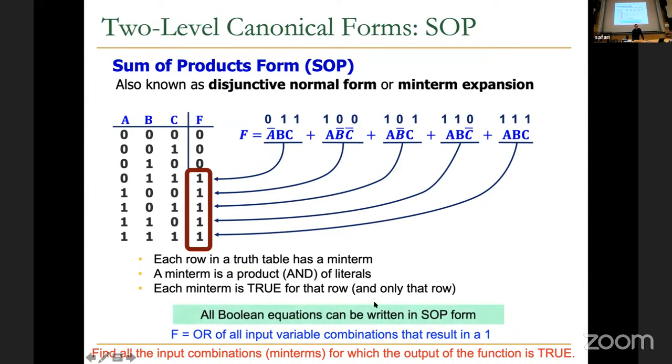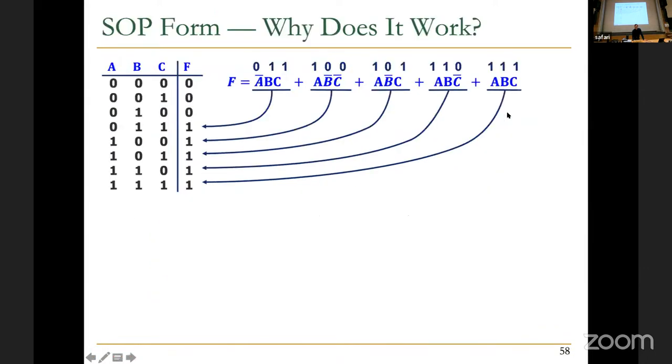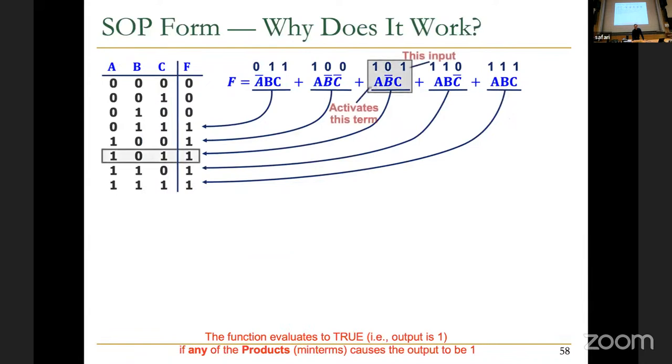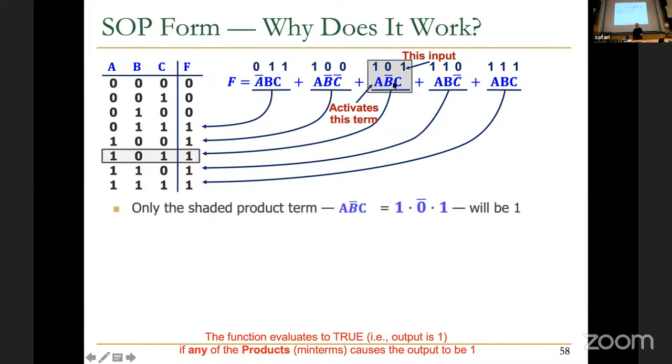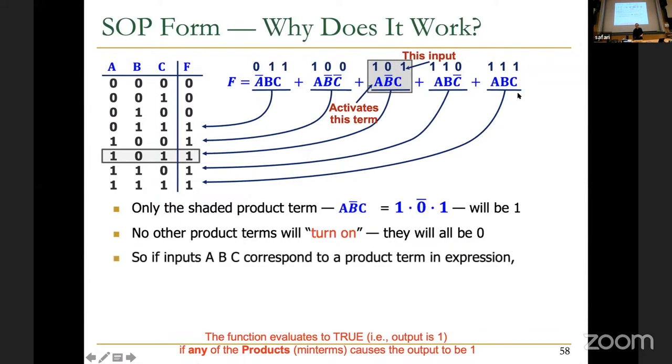Now, all Boolean equations can be written in SOP form. You just need to find the minterms that lead to a one and express them like this, basically. If this minterm is true, then the function is true because of the OR over here. Okay, so I think I've already gone through this, but if you give the input 1, 0, 1, it activates this term, and that becomes one. Only the shaded product term will be one, and everything else will be zero. This is zero, this is zero, this is zero, this is zero, but the function is one.